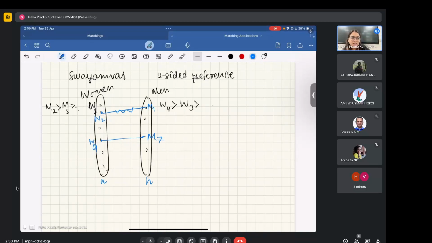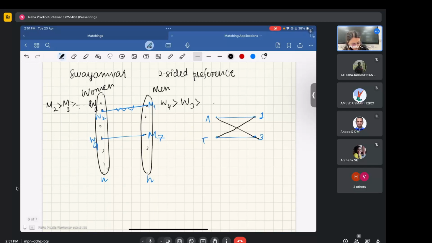This kind of situation happened earlier also in the room allocation. So if, let's say, Amjad preferred room 1 and Tulsi preferred room 3, then it would be unstable if you allocate room 1 to Tulsi and allocate room 3 to Amjad. So that is instability in terms of rooms. Similarly, there is instability in terms of marriages.